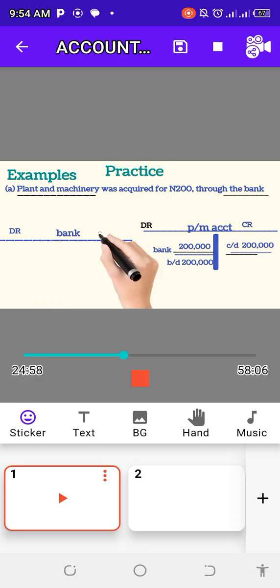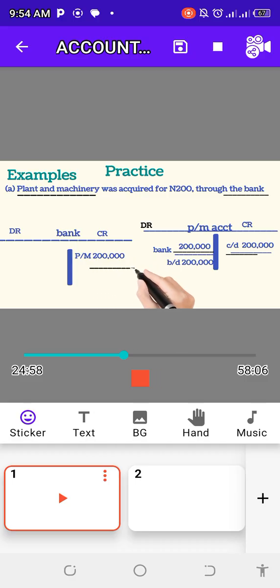Now we go to the bank account. The bank account gives. And which side did the bank account give? The bank account gives on the credit side. What did it give it for? It gave out that money for plant and machinery. And now, for the purpose of balancing, you carry down the same 200,000 to the other side. Balance carried down, 200,000. And you rule off.